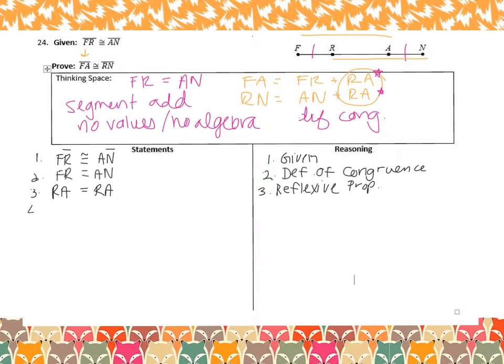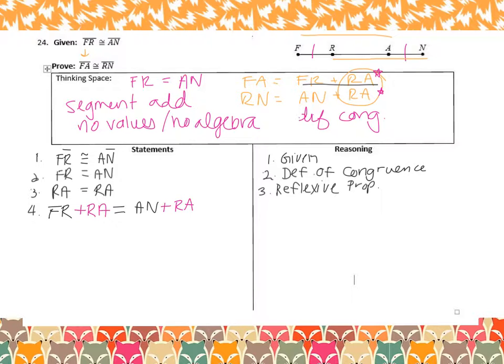Now in step 4, we're eventually trying to add FR and RA. We can do that now, and if you look at step 4, I think you'll see why. So I'm going to actually look back at step 2. We're going to take our statement from 2, we're going to repeat it in 4 because we've already established that it's true. We're going to repeat it in 4 and we're going to add RA into it. So we're going to say FR, so the length of segment FR plus RA is equal to the length of segment AN plus RA.